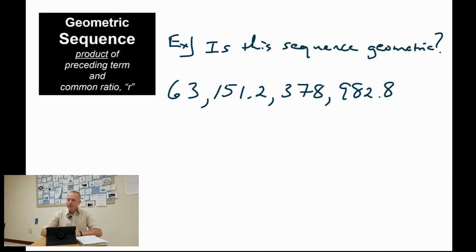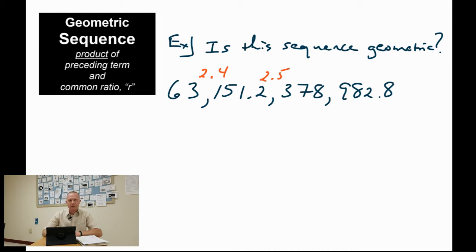Let's investigate a little more about geometric sequences. Would this be a geometric sequence? Are you dividing? Once again, because a geometric sequence always involves that common ratio. 151.2 divided by 63? 2.4, right? 378 divided by 151.2?